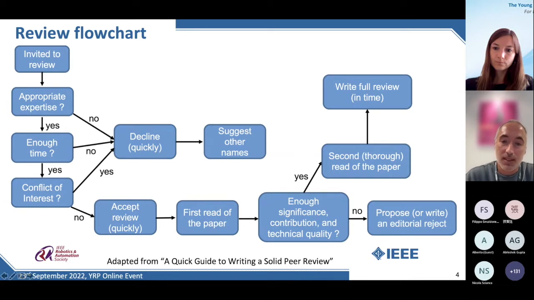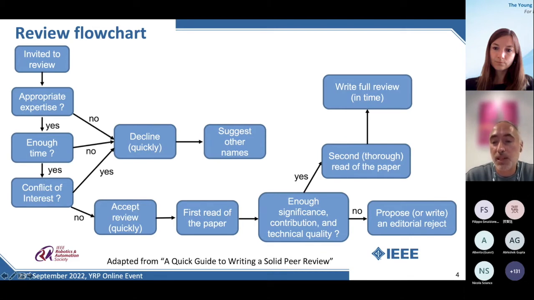Then you may have a first read of the paper, just to see if the paper has enough significance, contribution, technical quality. Sometimes when you get a paper, at first glance we get a feeling this paper will never make it. Of course, this is easy when you are experienced. When you are very young, it's harder to do. But with experience, you learn to see those papers that have no chances. And then in those cases, you may consider to propose to the facilitator an editorial reject.